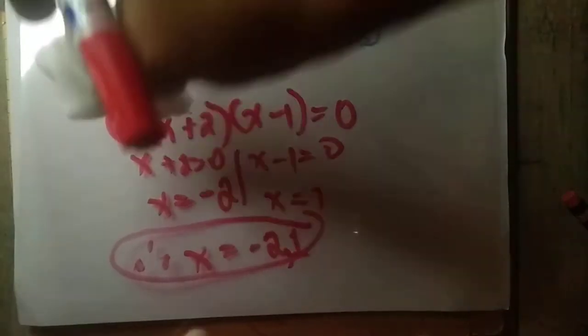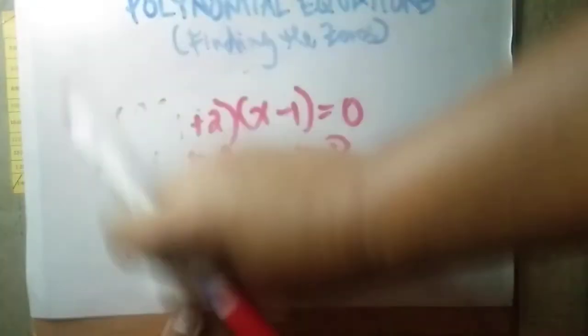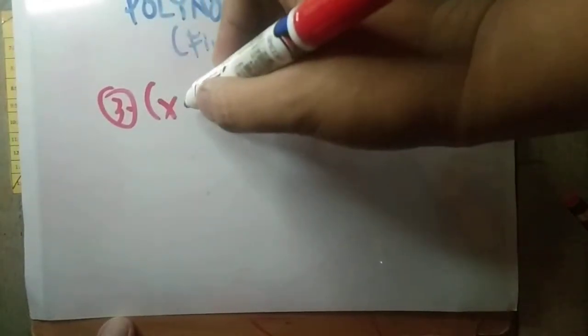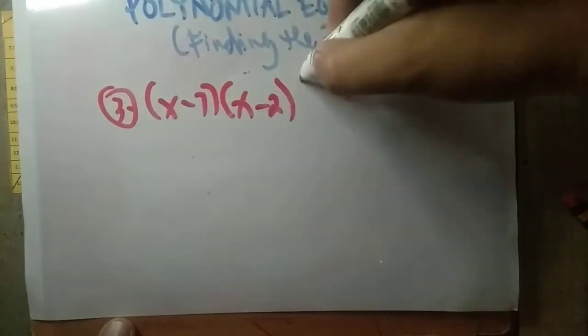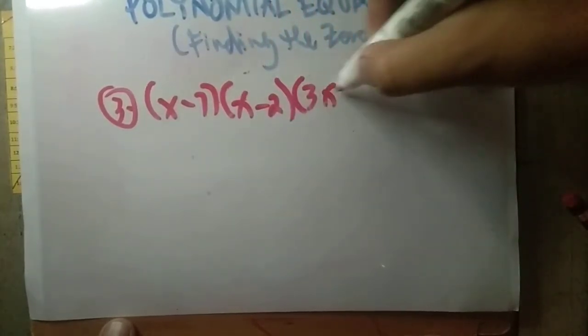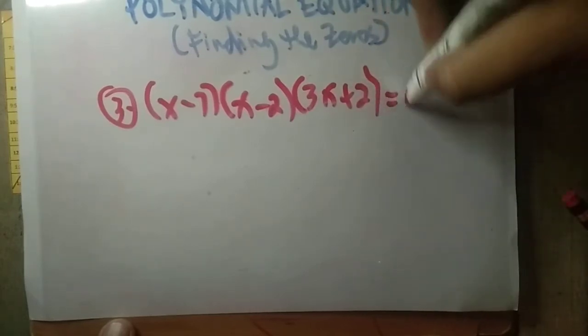Okay. Now, example number 3. Okay. Medyo mabilis ang pacing ng ating lesson kasi nga kung marunong ka nung ayan, equate lang naman yan. Okay, yeah, let's have number 3 this time. Okay, let's have this particular example here. X minus 7 times the quantity x minus 2 times the quantity 3x plus 2 is equal to 0.